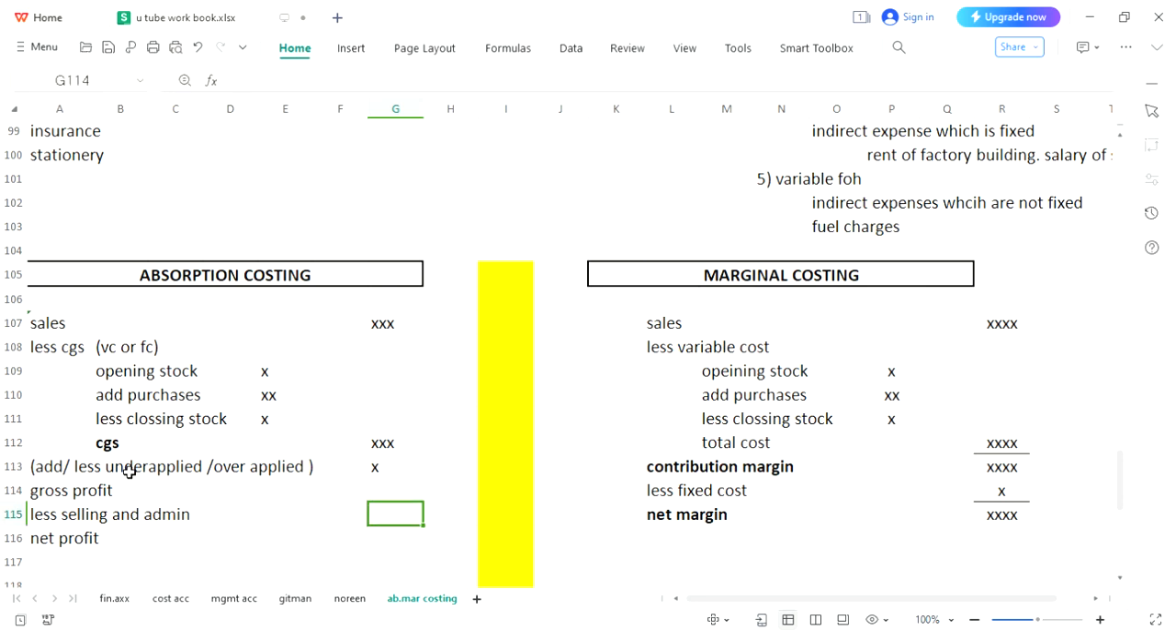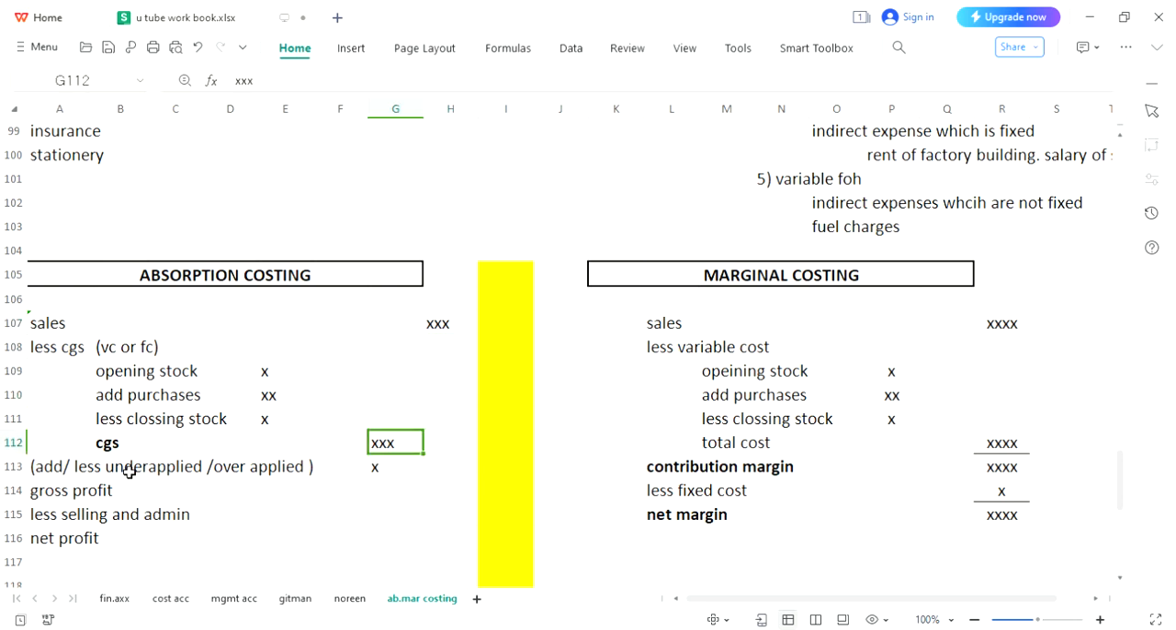Gross profit will be calculated over here. How? Sales and CGS, both will be used. You will subtract your cost of goods sold from sales. Okay, instead of writing here, you can write sales over here.